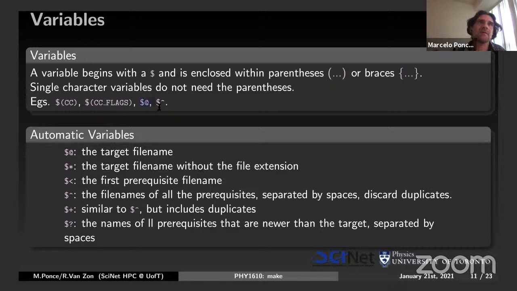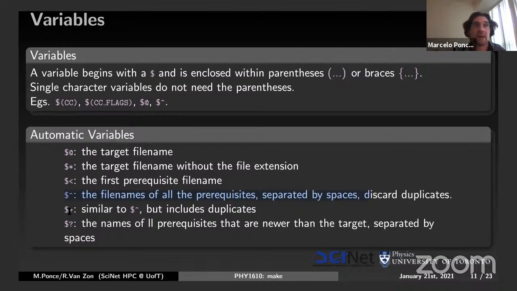And then there are some automatic or special variables that make defines for you. For instance, $@ refers to the target file name, or $* refers to the target file name without the file extension, or $<, which is the first prerequisite file name, for a given rule of course. $^ is the file names of all prerequisites separated by spaces, and it discards duplicates. So this is good when you want to loop over the list of dependencies.